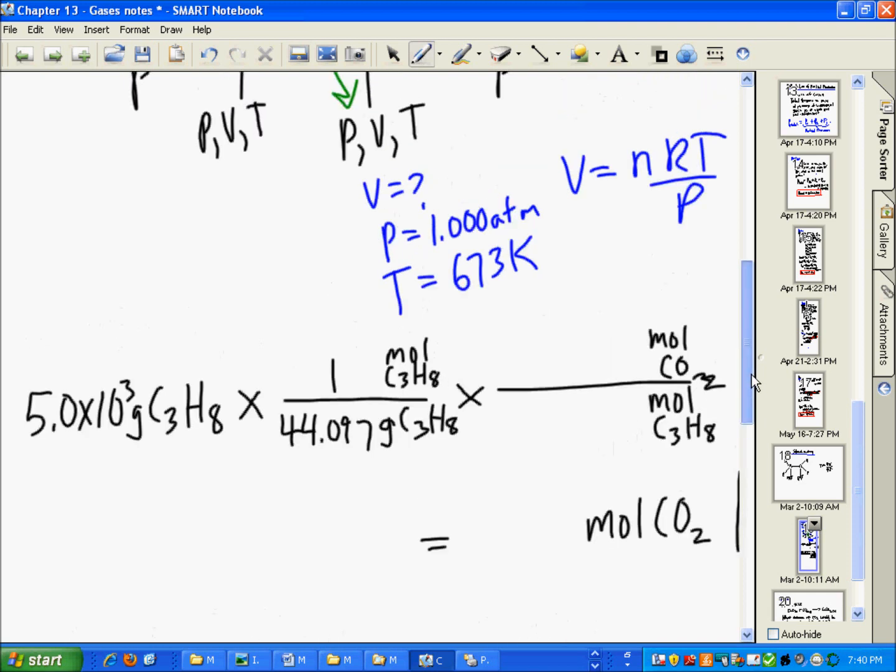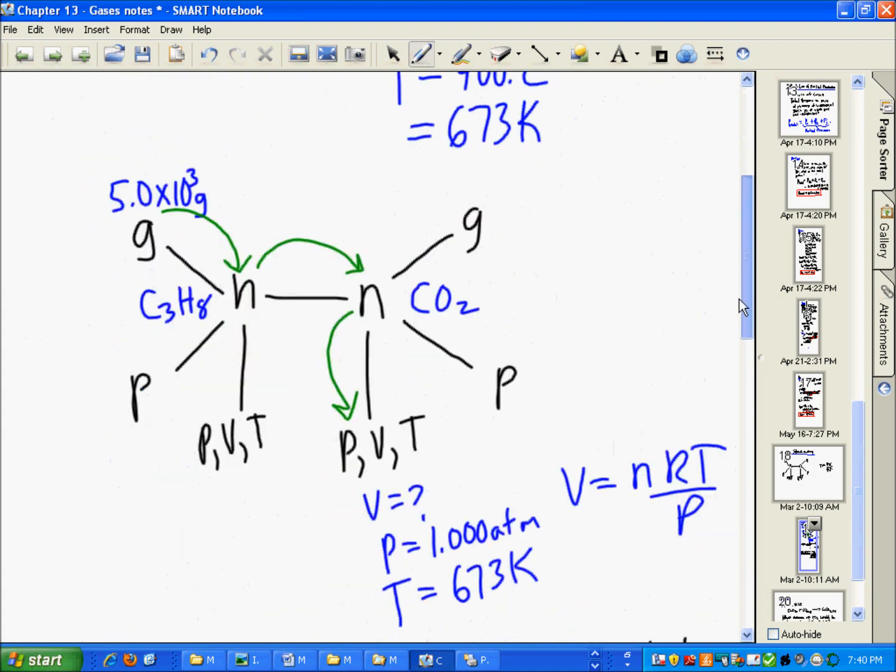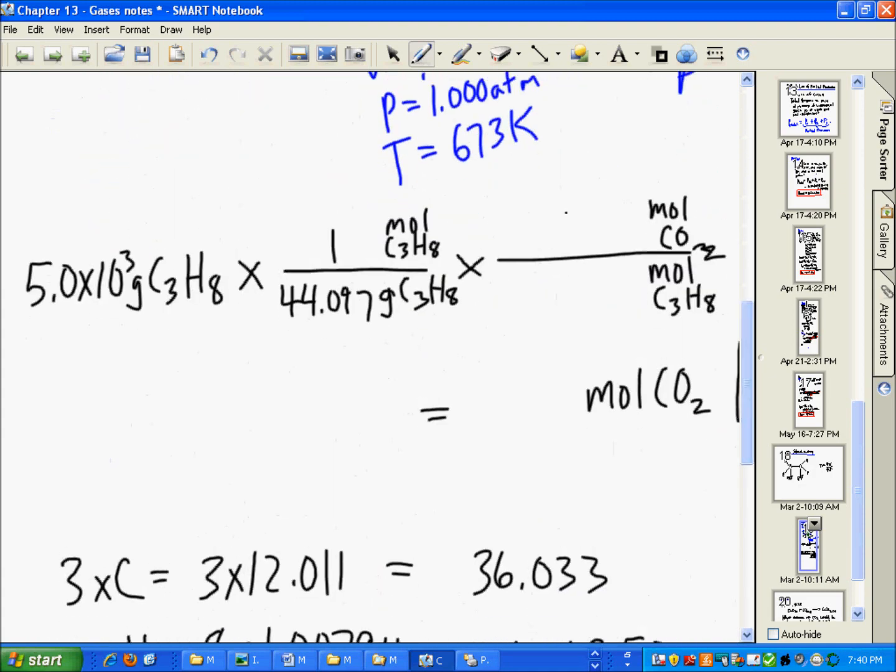And then we need the moles of CO2 and moles of C3H8. And there are 3 CO2s for 1 C3H8.